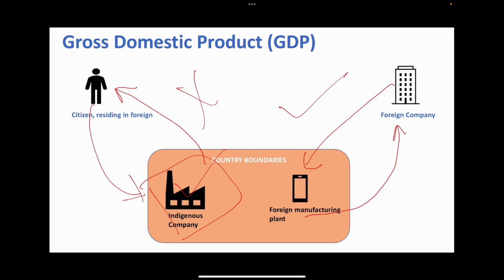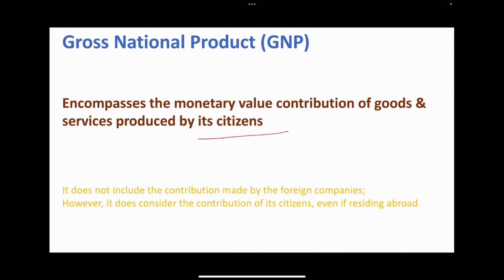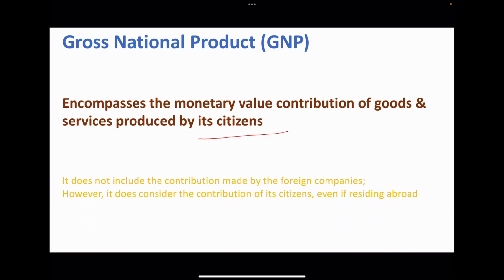Now, within this context, it is also worth mentioning another parameter called the GNP, or the gross national product. GNP is a measurement that accounts for the monetary value of goods and services produced by the citizens of the country. Here, the contributions from the foreign companies are not counted, but the contribution from a citizen residing abroad is counted.